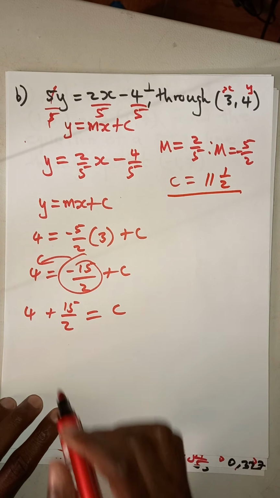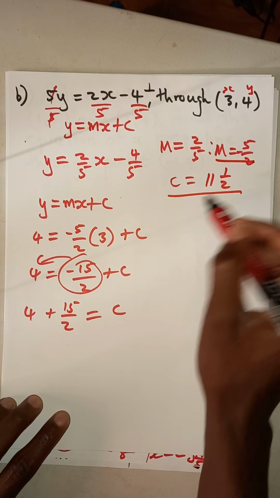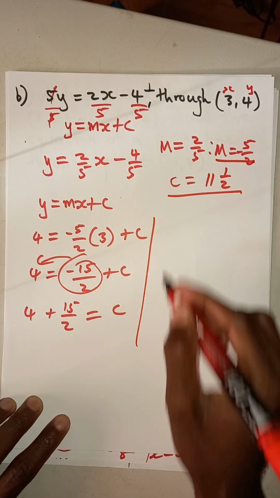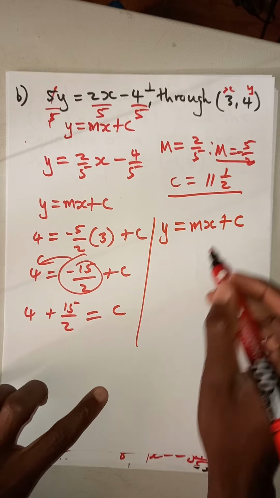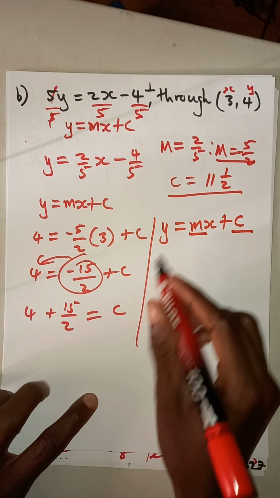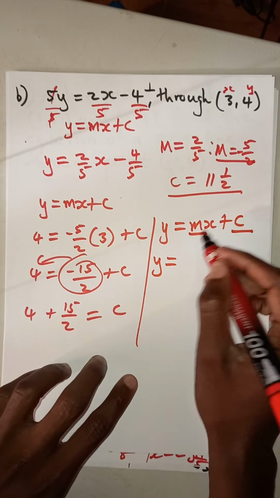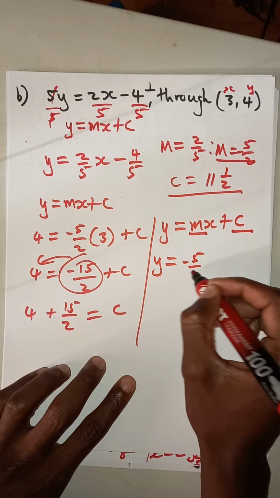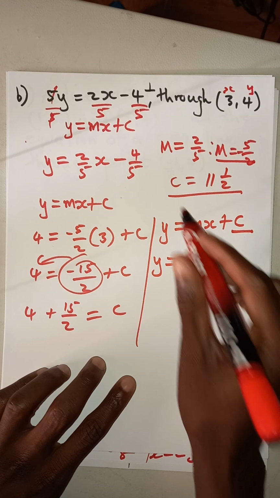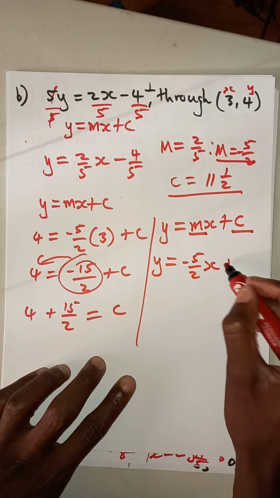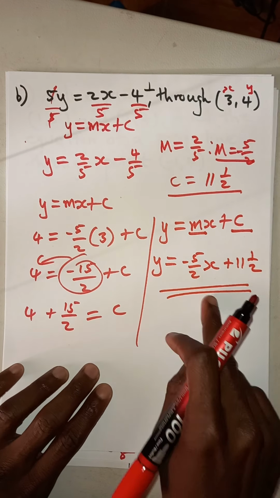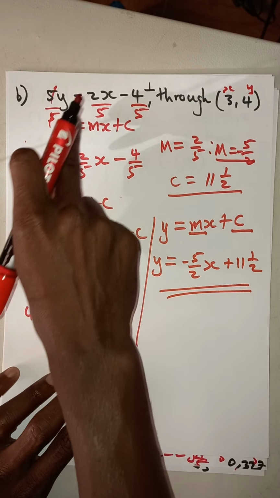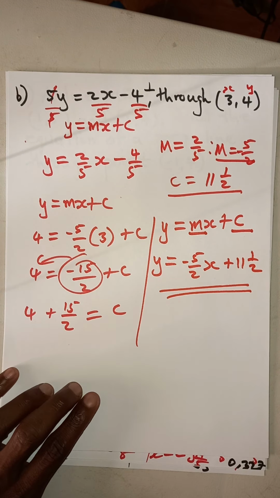Once we get the gradient and the y-intercept, we can write the equation, which is y equals mx plus c. We only replace m and c. So y equals m, which is negative 5 over 2, x, and the y-intercept is positive 11 over 2. This is the equation of the line that will be perpendicular to the given line.